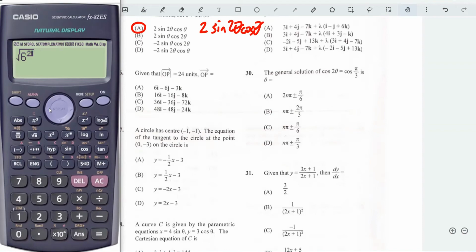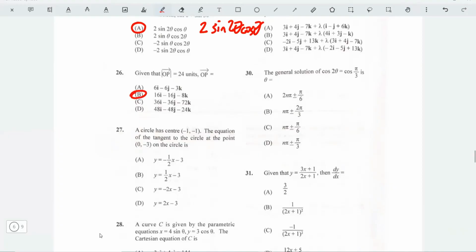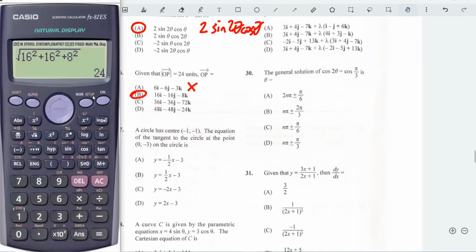So option A, nope. Option B, 16 square plus 16 square plus 8 square. Does option B work? Yes, absolutely. So option B is the one that gives us 24. All you need to do is check out which one of them, when you work out the sum of the squares and then square root it, gives you 24. And clearly, as we see, it was option B. Yeah, man, so option B. Good night.